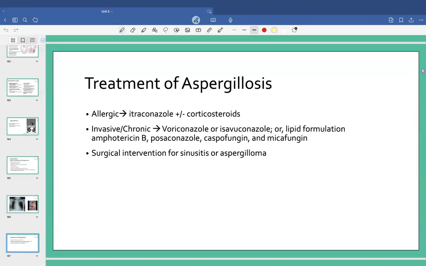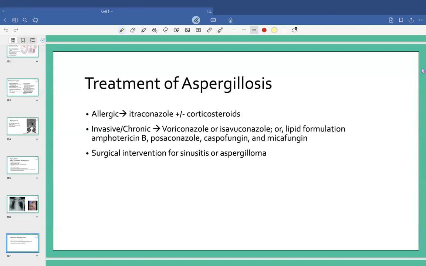If you have local pulmonary lesions that are causing hemoptysis or some type of severe issue, they may need some type of surgery as well. That aspergilloma in the lung might have to be removed, or if patients aren't responding to therapy, there may need to be surgical intervention for that as well.